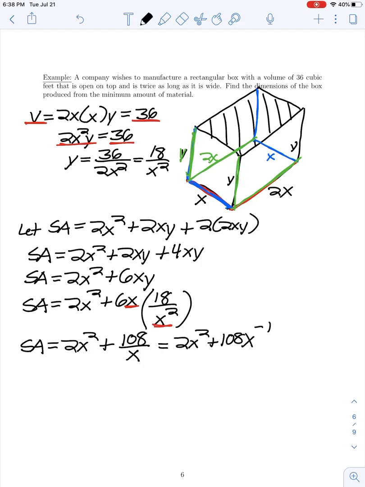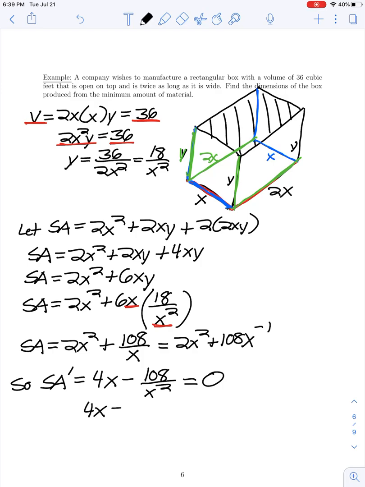So now we ask ourselves, to minimize this surface area, we're looking for a minimum of this function. So let's start by finding our critical values. Taking the derivative of this surface area function, we have 4x minus 108x to the negative 2, or divided by x squared. And this derivative is defined as long as x is non-zero. And we know x can't be 0, otherwise we would have a box of 0 width and 0 length. So the only critical values we have would be values which make this derivative 0.